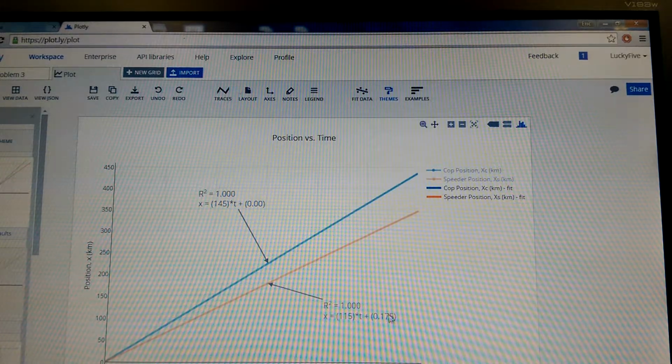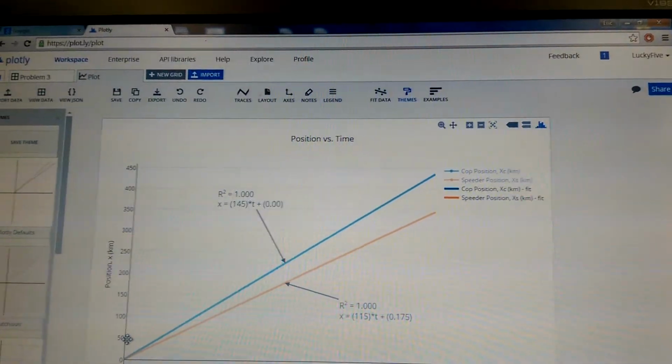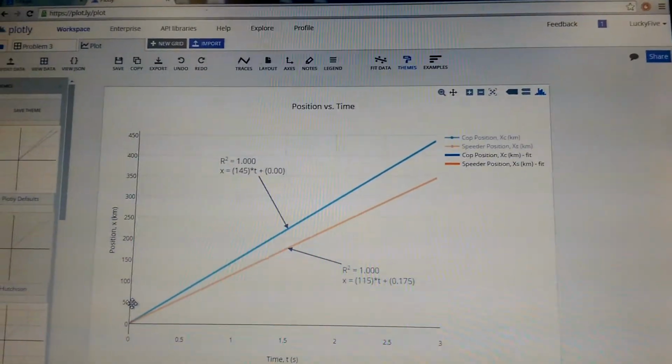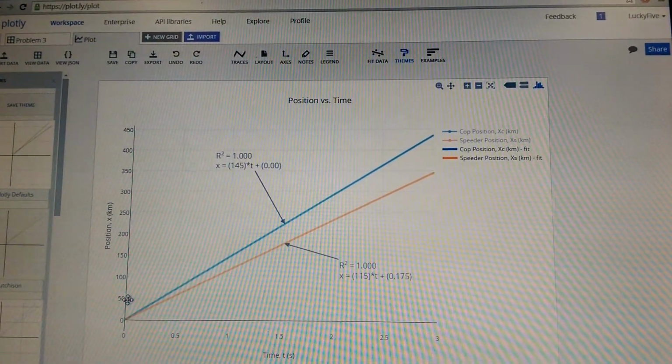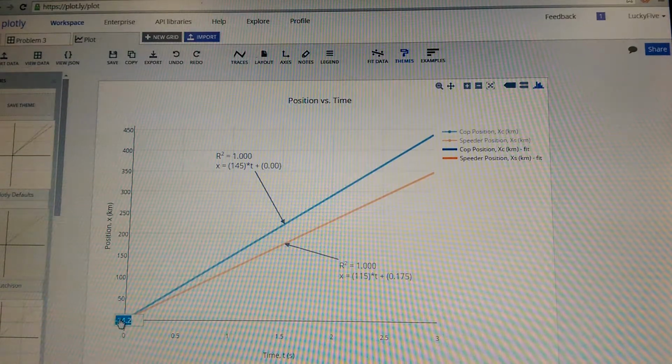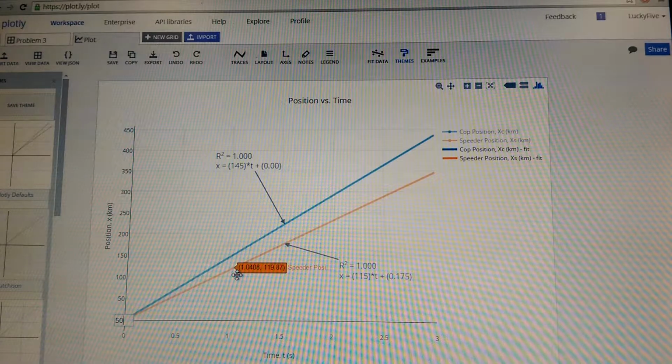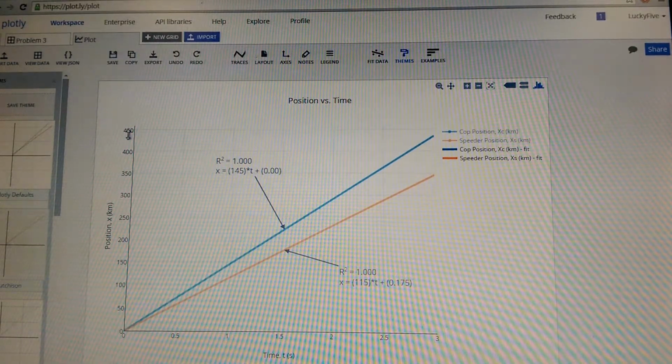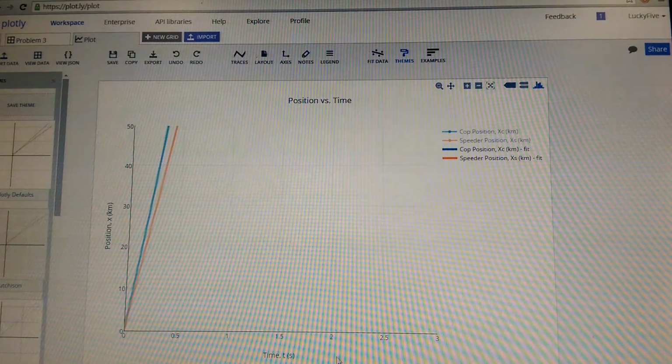This data doesn't look like a whole bunch, so I'm going to zoom in over here because this is the part that we're really concerned about. I can readjust my axes. So if I click over here on my lowest point, I'm going to make my lowest point 0, and I'll make my upper value, let's call it 50 kilometers just to be safe.